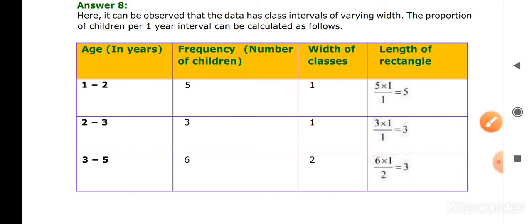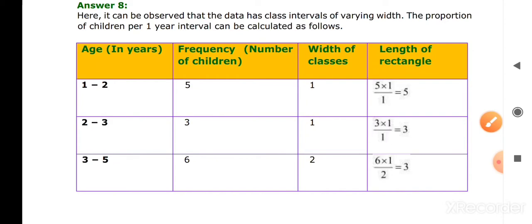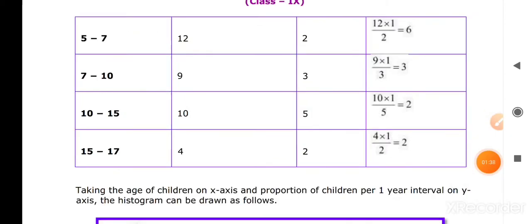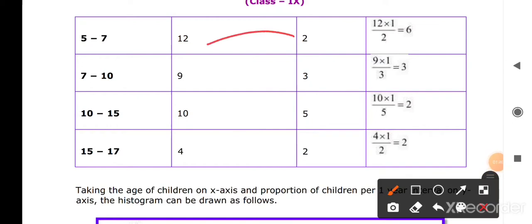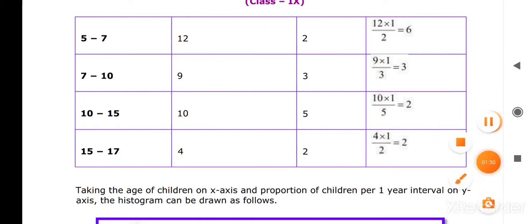So how will you find it? You will find the length of the first rectangle by 5 upon 1 multiplied by 1, 3 upon 1 multiplied by 1, 6 upon 2 multiplied by 1. So you will get the lengths of the rectangles. Similarly, 12 upon 2 multiplied by 1, 9 upon 3, 10 upon 5 multiplied by 1, 4 upon 2 multiplied by 1. So we get the lengths of these rectangles, or the lengths of the bars.